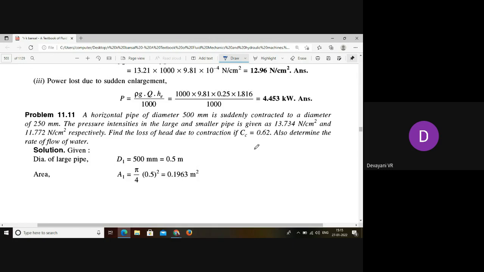At section 1, P1 is given as 13.734 Newton per centimeter square, and at section 2, P2 is given as 11.772 Newton per centimeter square, and also the coefficient of contraction is given, that is 0.62. So using these values we should calculate the loss of head due to contraction Hc, and we should also calculate the rate of flow, that is the discharge.